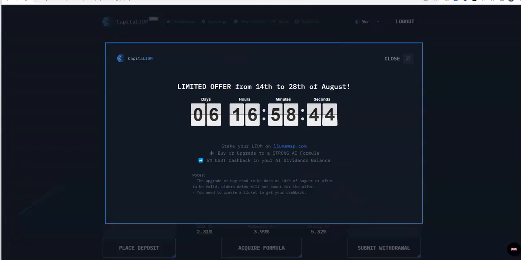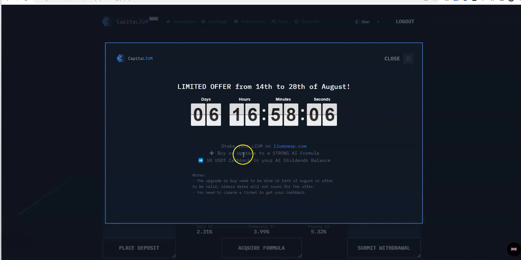All right, and then here's this that started last week. Limited offer from the 14th to the 28th. 6 days, 16 hours. So basically a week left. Stake your LIUM in LIUM swap. Buy or upgrade to a strong AI formula. And 5% USDT cashback in your AI dividends balance. The upgrade or buy needs to be done on the 14th of August or after to be valid. Older dates will not count for the offer. You need to create a ticket to get your cash back.